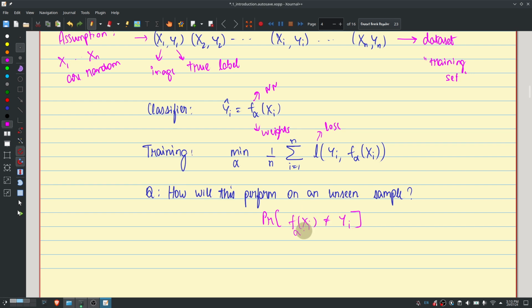But one thing to note is that this, let me not call it xi, let me call it x. So this x is a completely independent sample. It's a completely independent image, potentially outside the training set. Okay, so we want to know how good is this? How good is your learning algorithm?